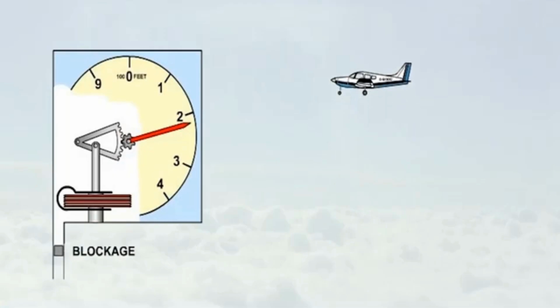If the static source becomes blocked, the altimeter will not register any change in height. The height at which the blockage occurred will still be indicated, regardless of any climb or descent.